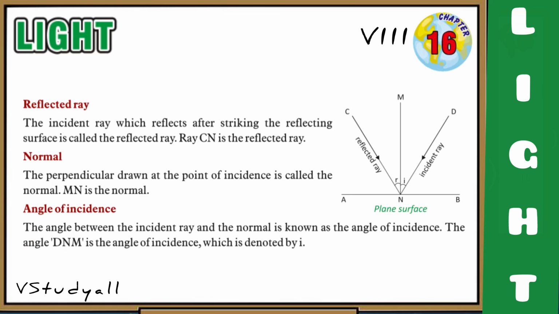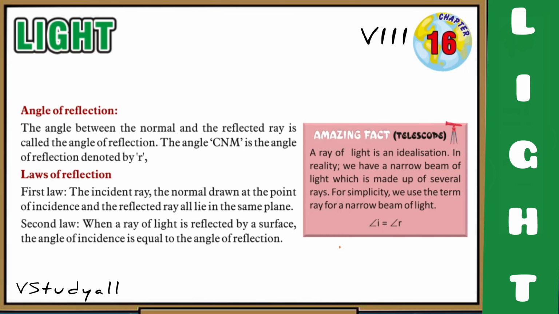Now let's see normal. The perpendicular drawn at the point of incidence is called the normal. MN is the normal. Angle of incidence. The angle between the incident ray and the normal is known as the angle of incidence. The angle DNM is the angle of incidence, which is denoted by small i. So now let's see angle of reflection. The angle between the normal and the reflected ray is called the angle of reflection. The angle CNM is the angle of reflection, denoted by small r.